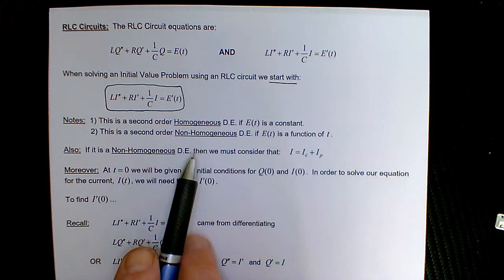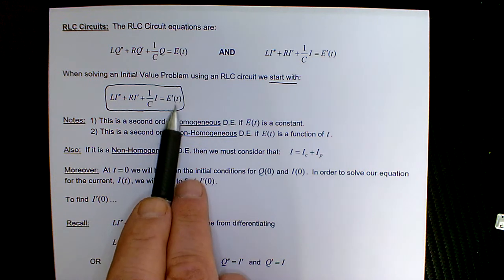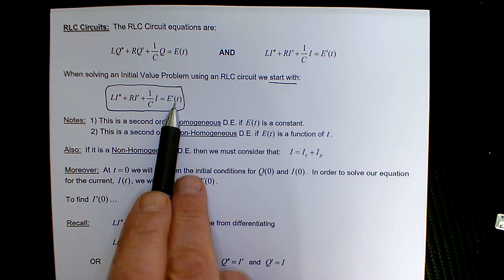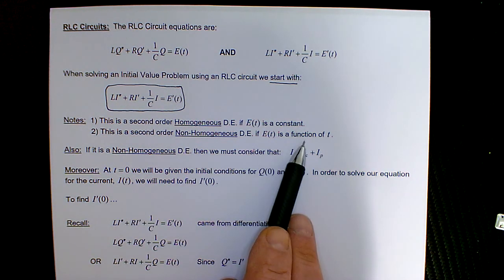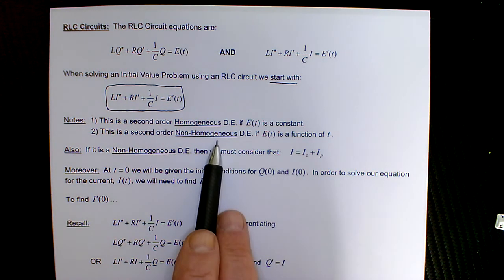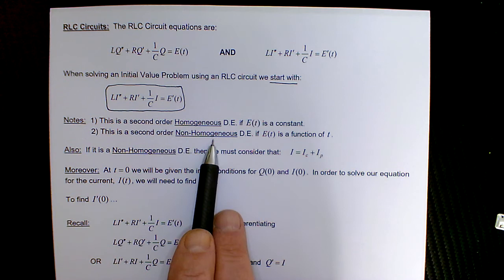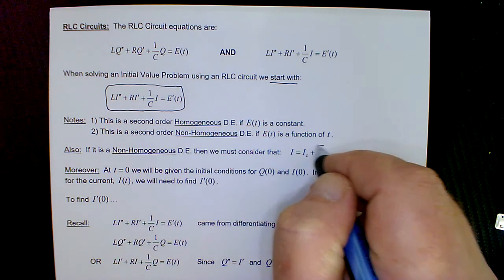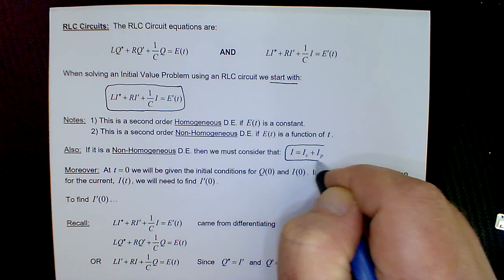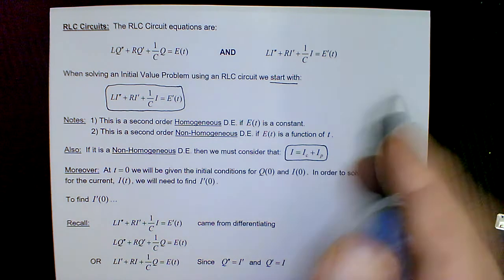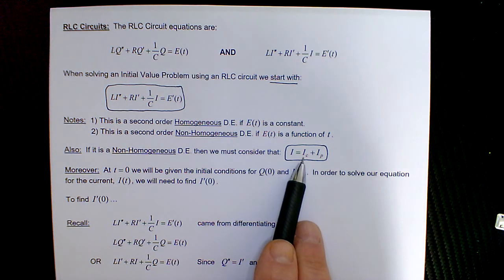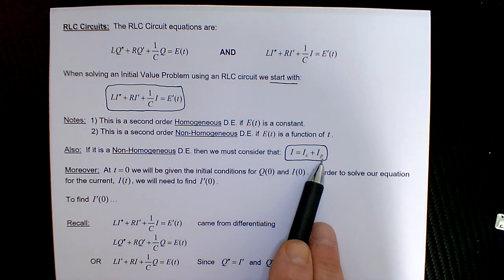That's easy to solve. And if the E of t is a function of t, then E prime of t will either be a function of t or maybe a constant, but it's going to make it non-homogeneous. And if it is non-homogeneous, then we have to pay attention to the fact that the solution is composed of two parts: the complementary function, which is the solution to the homogeneous, and the particular, which is the solution to the non-homogeneous.